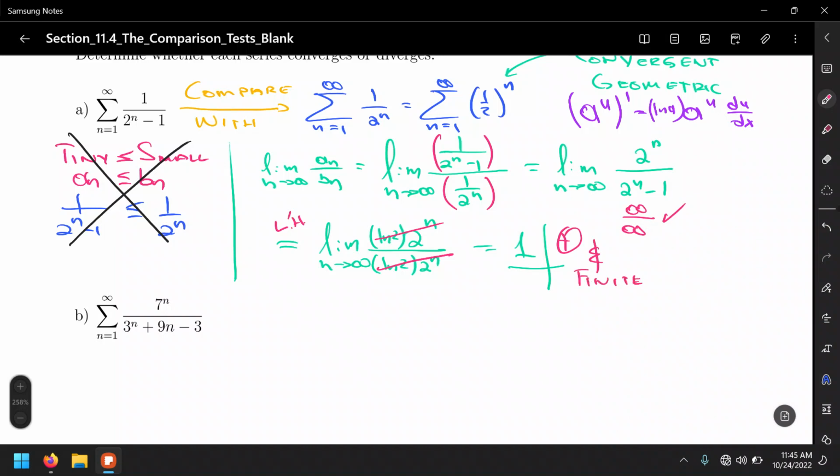Well, then the sum from n equals 1 to infinity of 1 over 2 to the n minus 1 converges by the limit comparison test, LCT. We can abbreviate this to LCT. All right.